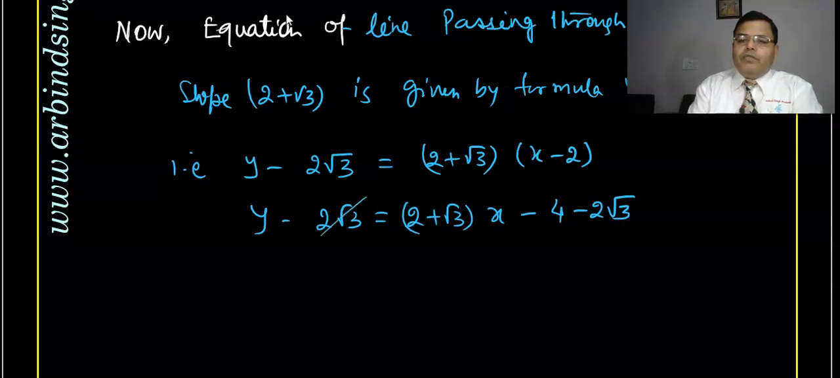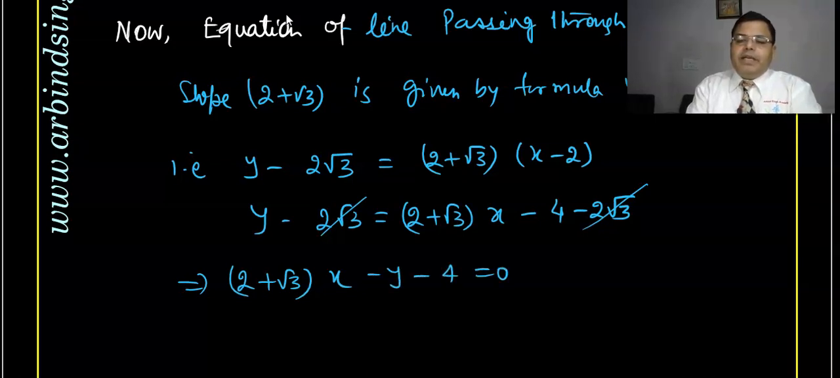So the 2 root 3 terms on both sides will cancel out, and hence it will be (2 plus root 3) times x. This y will come this side, it will be negative, and 4 is already negative there. That will be the answer. This is the required equation of the line. I hope you got this, isn't it?